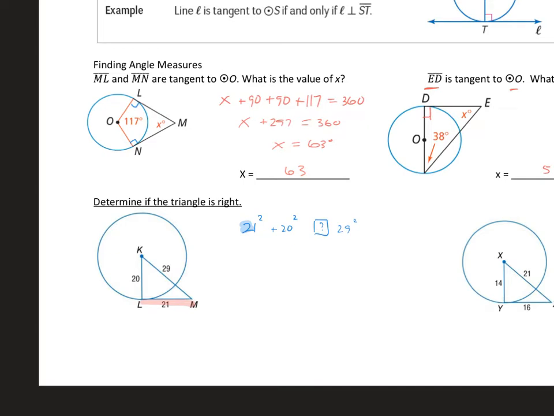So 21 squared is 441. 20 squared is 400. And 29 squared is 841. So I find out 841 indeed is equal to 841. So triangle KLM is a right triangle.